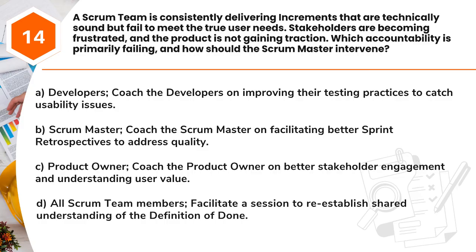A. Developers. Coach the developers on improving their testing practices to catch usability issues. B. Scrum Master. Coach the Scrum Master on facilitating better sprint retrospectives to address quality. C. Product Owner. Coach the product owner on better stakeholder engagement and understanding user value. D. All Scrum team members. Facilitate a session to re-establish shared understanding of the definition of done.